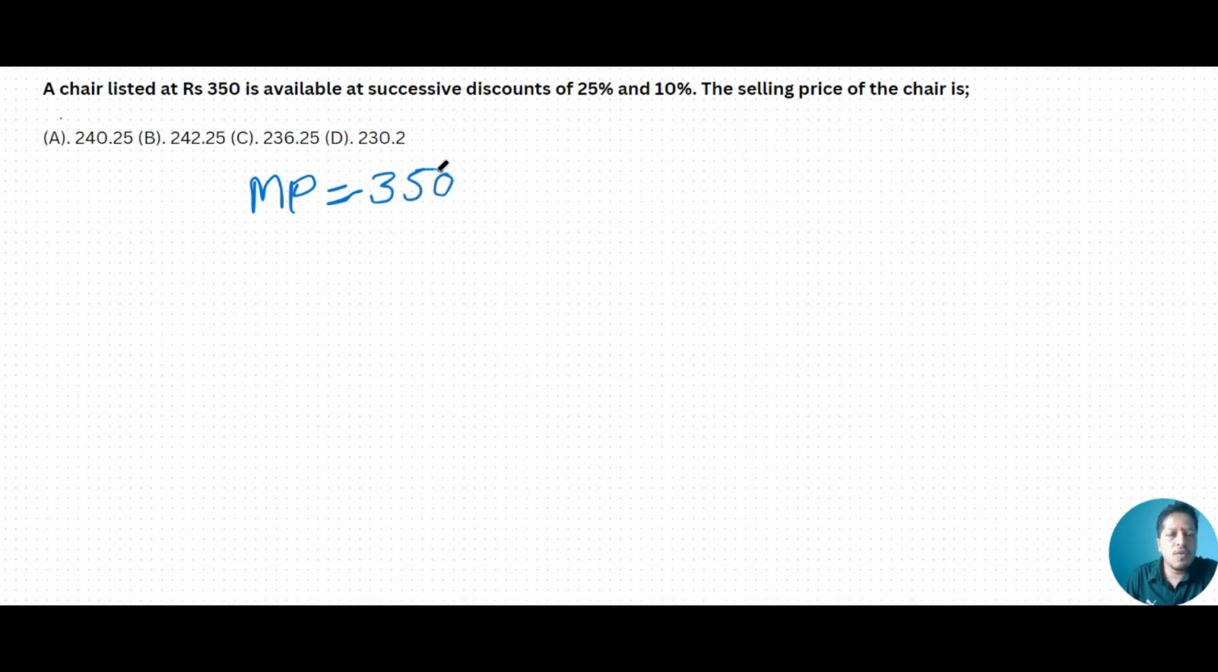And we have successive discounts of 25% and 10%. That means first we get 25%. Please remember, this is not the same as 25% plus 10%, a 35% discount. No. First we get 25%, then we get another 10%. Let's see how we do it. The sales price is always calculated on the mark price, which is 350.